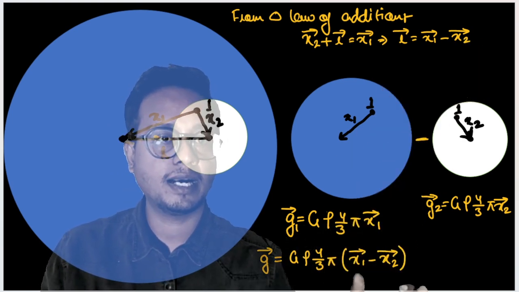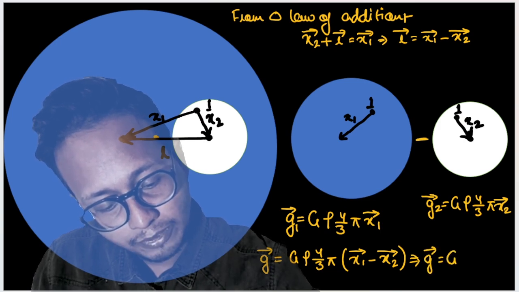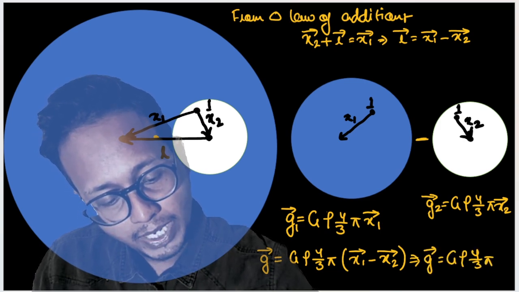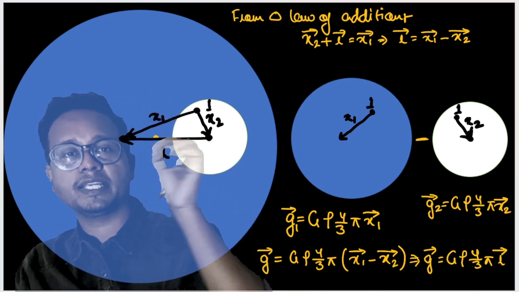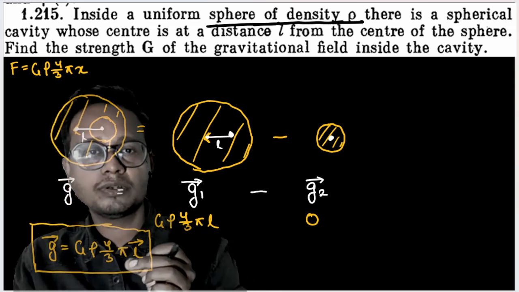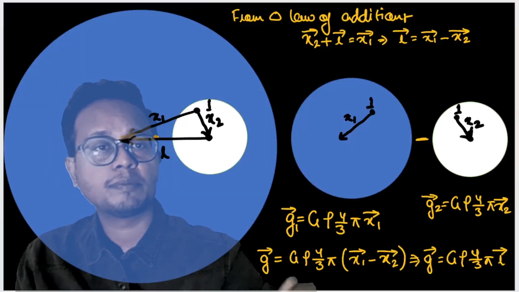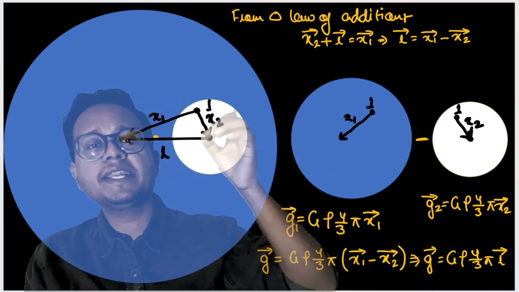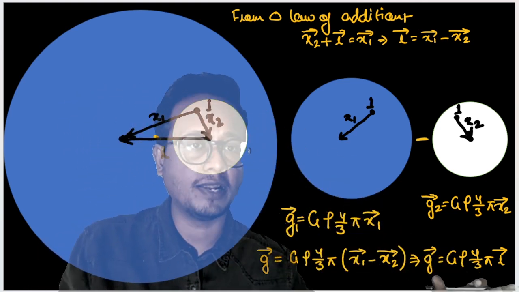So can I substitute this L out here? So the gravitational field at point 1 is equal to G into rho into 4 by 3 pi L. And L is the center to center distance between the cavity and the sphere. Now if you observe this formula and the formula that I obtained before, the gravitational field at the center of the cavity is also this value. Gravitational field at point 1 is also this value. And if you take any other random point inside the cavity, the gravitational field would have the same value.